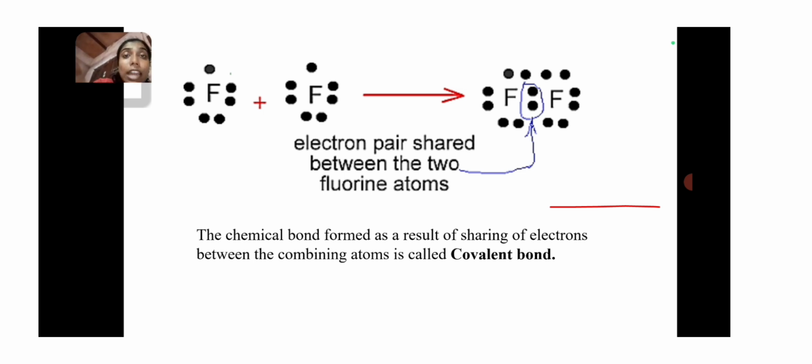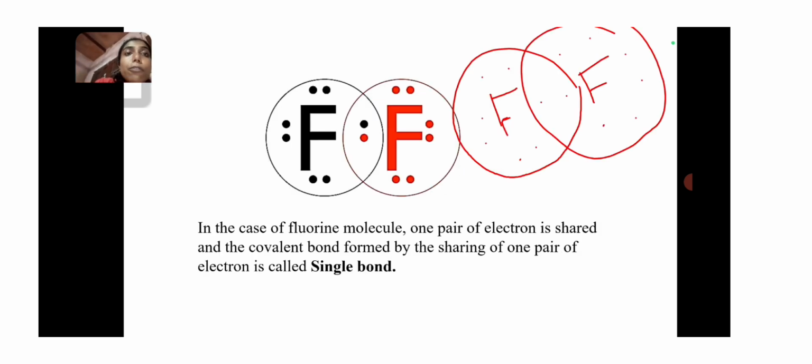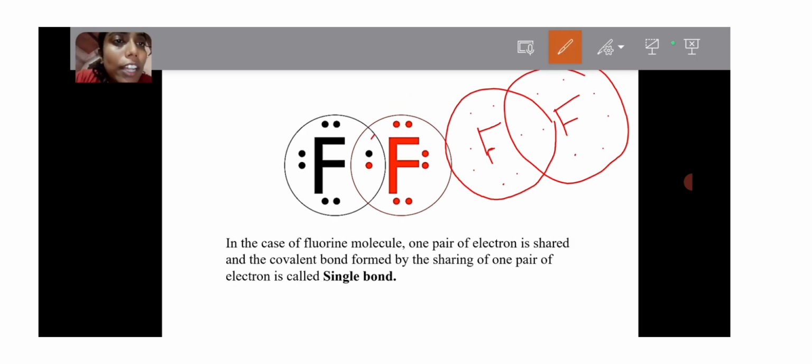So in these fluorine atoms also, when two fluorine atoms come together, they share the one electron in the outermost shell between each other, and as a result of that a covalent bond is formed. When two fluorine atoms come together, it is known as a fluorine molecule. So in the case of a fluorine molecule, only one pair of electrons is being shared.